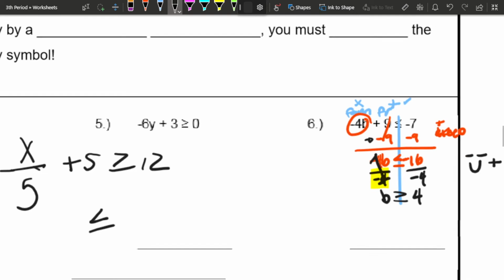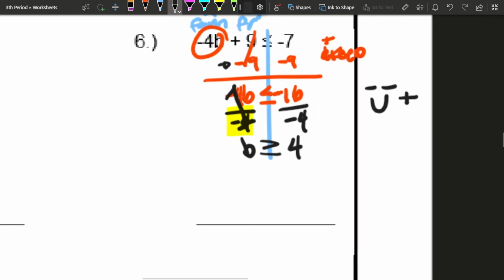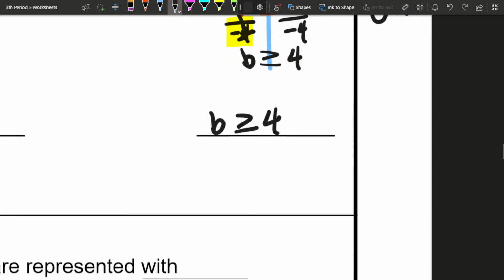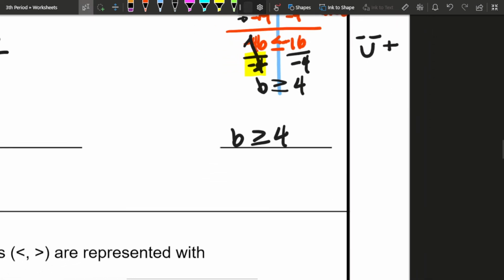Now, let's look at graphing this. Is it going to be open or closed? Closed. Is it going to go to the right or to the left? Right. So I'm going to make a closed circle. I'm going to put a 4 right there and go this way. And that's my graph for that.